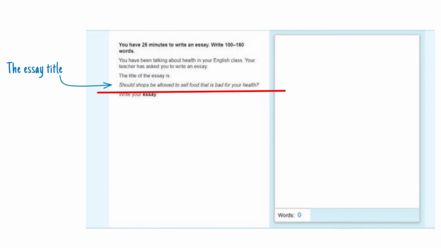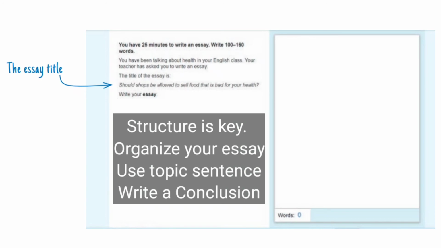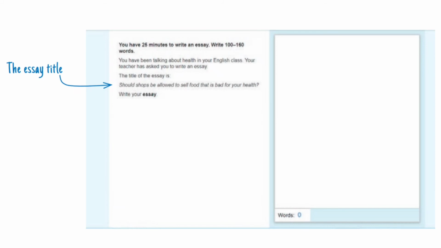The title says that we must give an opinion, and it asks us if we think that shops should be allowed to sell food that is bad for your health. Remember, you only have 25 minutes and you must not exceed the maximum of 160 words. Remember the target audience, and good luck to you.